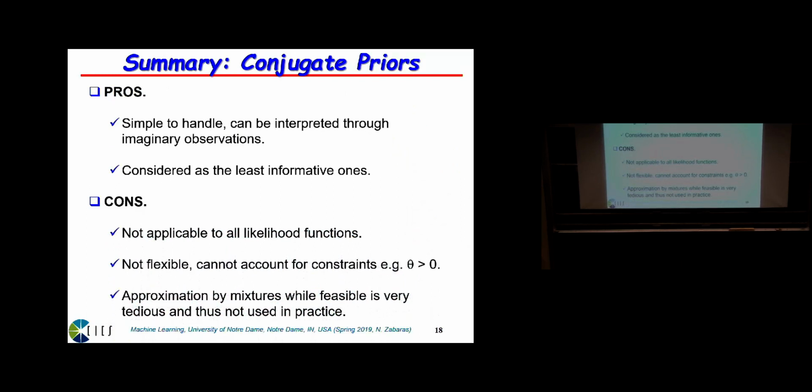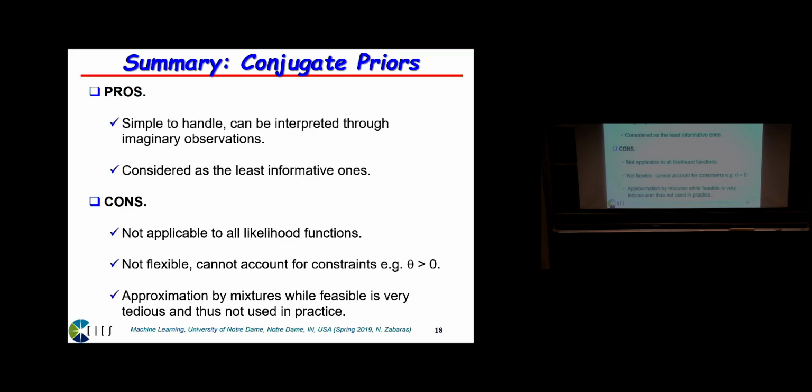So, summary of the conjugate priors. They are sort of the least informative priors you can use. You can put some interpretation in terms of imaginary prior observations. You cannot really use them for all likelihood models. So if your likelihood is a computer code, there is no hope that you can use these conjugate priors. Even this idea that I showed you with mixture of conjugate priors is a very difficult thing to do in complex models, so it will not work.